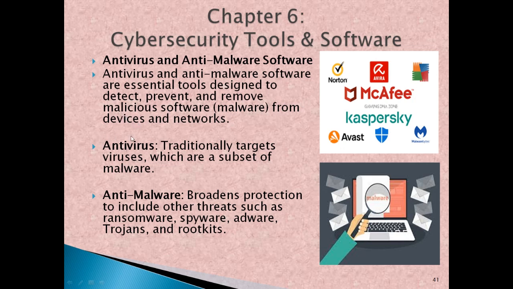Now, the first one is antivirus. This traditionally targets viruses. There is no computer user who doesn't have an idea of what a virus is, which is a subset of malware. Examples of antivirus include Norton, McAfee, Kaspersky, Avast, and the rest of them. Then we have anti-malware, which broadens protection to include other threats apart from viruses, such as ransomware, spyware, adware, Trojans, and rootkits. So anti-malware covers both viruses and other threats. Now, let's make progress.